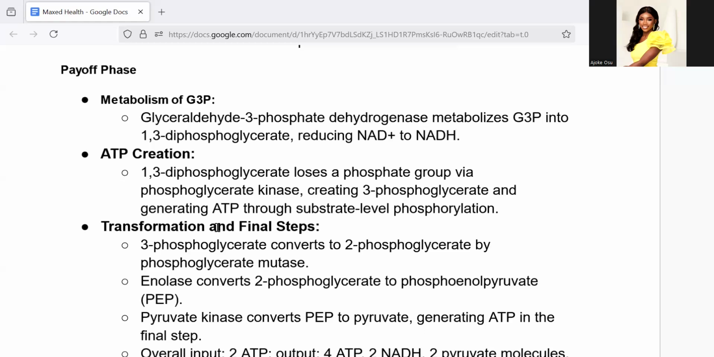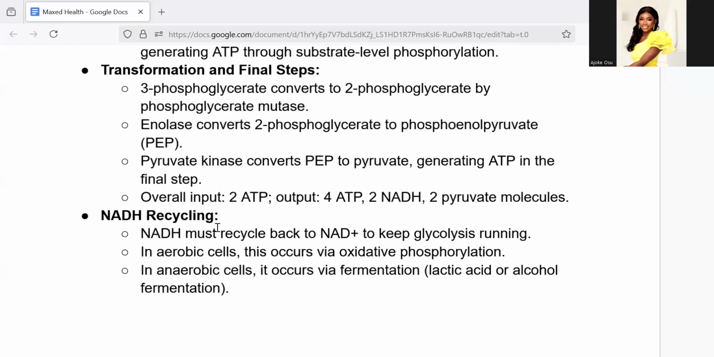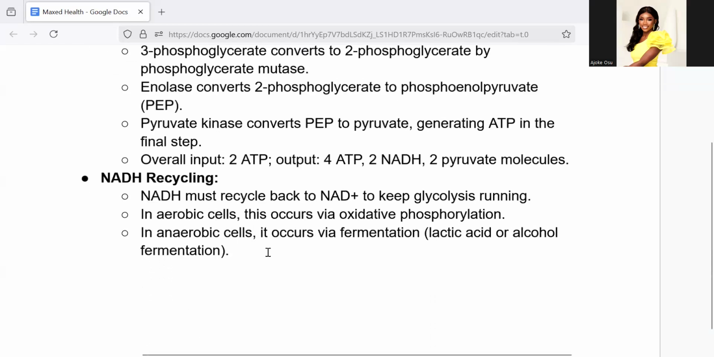In aerobic cells where oxygen is used, NADH recycles back into NAD+ by way of oxidative phosphorylation. And in anaerobic cells, this occurs through fermentation. And there are 2 types of fermentation, lactic acid and alcohol fermentation.